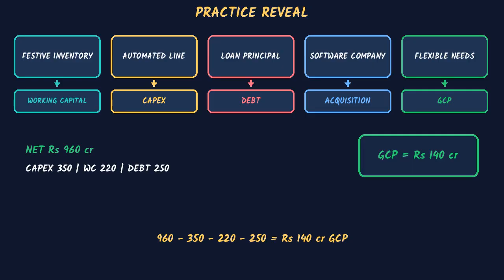Inventory sits in the operating cycle. The production line is a long-lived asset. The loan payment reduces principal. The named company purchase is inorganic growth, and the disclosed flexible bucket is GCP. The subtraction makes every net proceeds rupee accounted for.